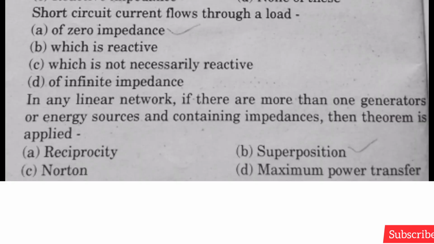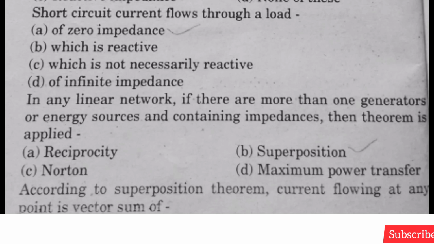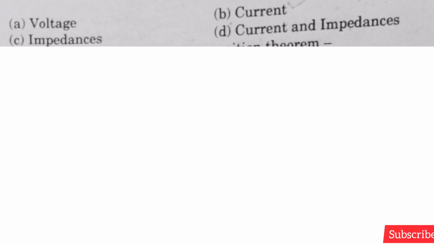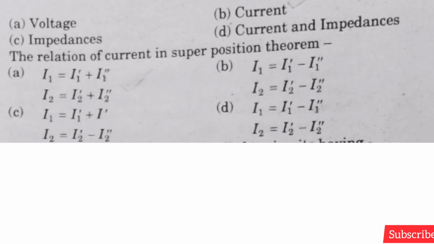Next question is, in any linear network, if there are more than one generators or energy sources and containing impedance, then which theorem is applied? Superposition, option B is right. According to superposition theorem, current flowing at any point is the vector sum of currents. Option B is right. The relation of current in superposition theorem, option A is right.